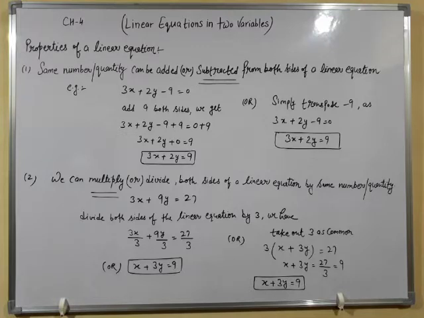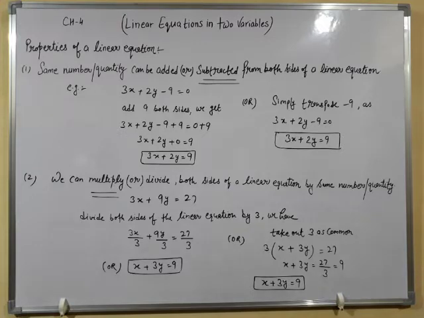Example: 3x plus 2y minus 9 is equal to 0. Here this is a linear equation in two variables. Why? Because the power of x is 1 and the power of y is 1. So the degree of both variables is 1, that's why it is a linear equation in two variables x and y. So we can add 9 to both sides of the equation so that the equation will be transformed as 3x plus 2y minus 9 plus 9 is equal to 0 plus 9.